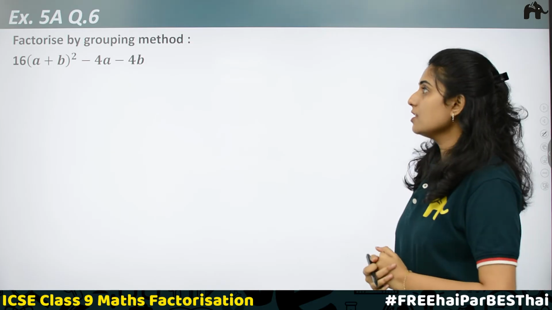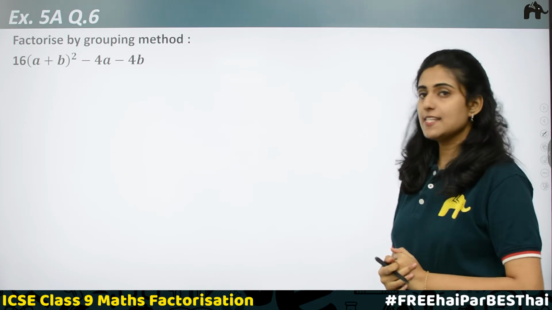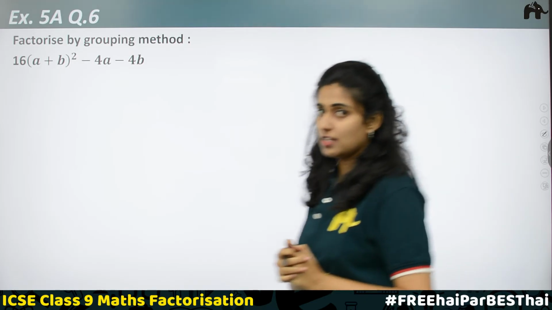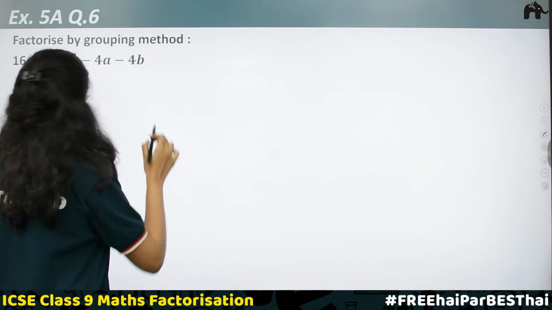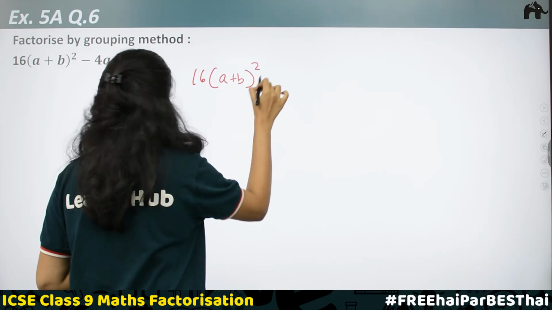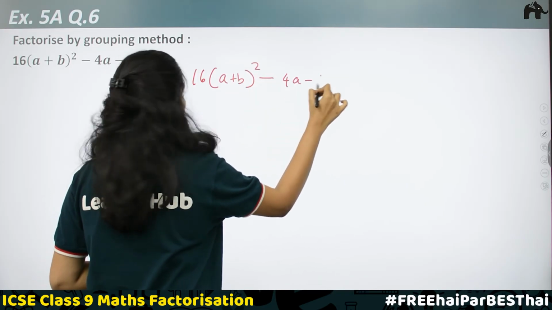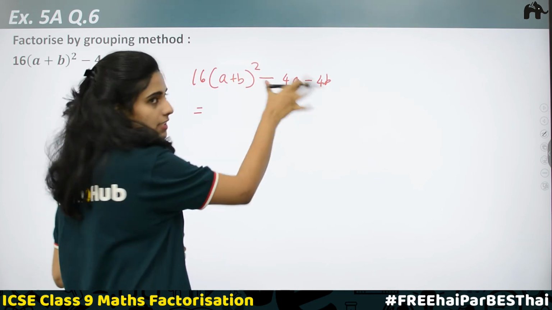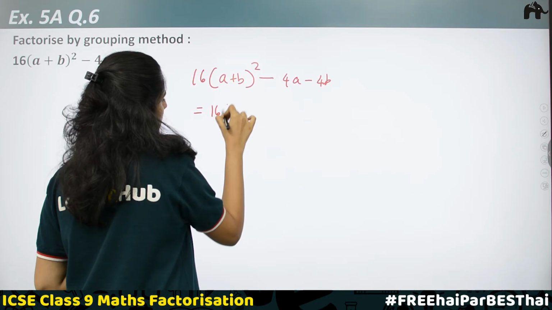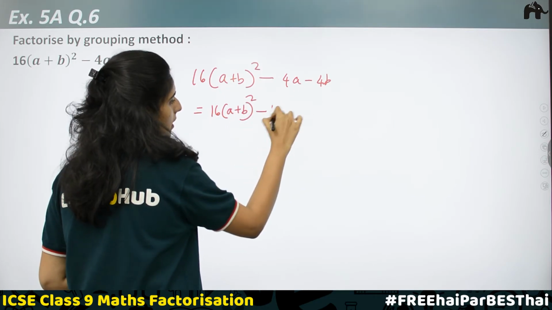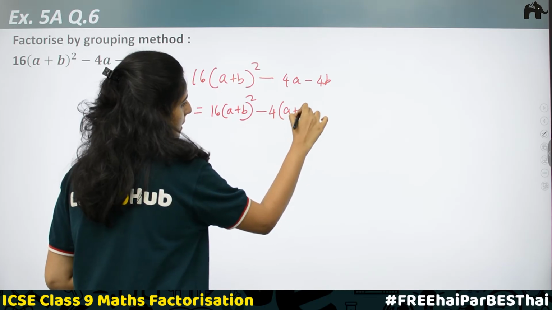Next, question number 6 of exercise 5a, factorize by grouping method. 16 into (a plus b) whole square minus 4a minus 4b. So here we are going to group. We have 16 into (a plus b) whole square minus 4a minus 4b. That is equal to, here this is a group and this is a group. Okay. So 16 into (a plus b) whole square minus 4 is common. Taking out, then we have a plus b.